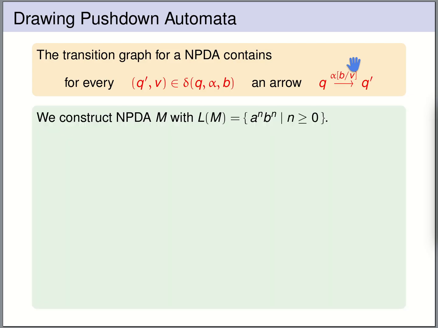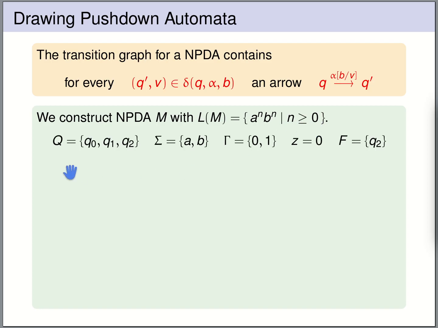So let's try this out. Let's construct a pushdown automaton for the language a^n b^n for n greater or equal 0. So we will do this as follows. We will use states Q0, Q1, Q2. We have the input alphabet a, b. Our language consists of a's and b's. We will use as stack alphabet 0 and 1. As stack start symbol we use 0, so initially there will be just a 0 on the stack, and we use Q2 as our only final state.